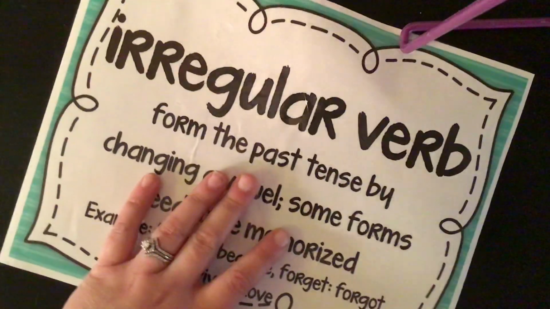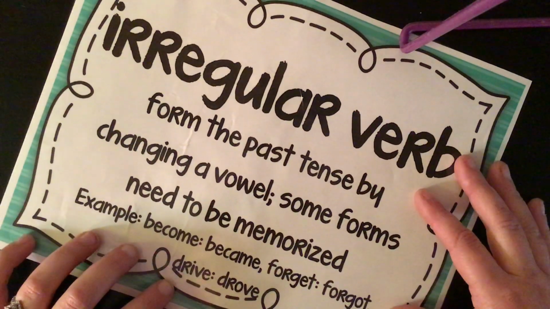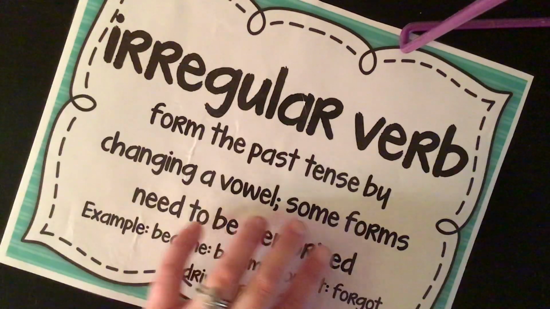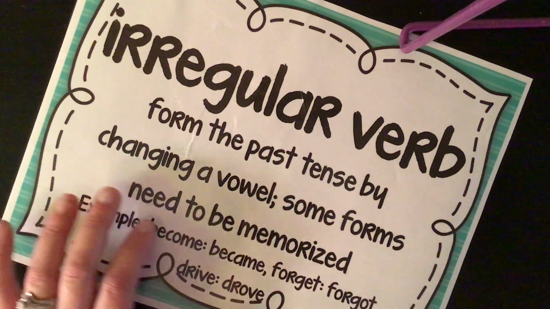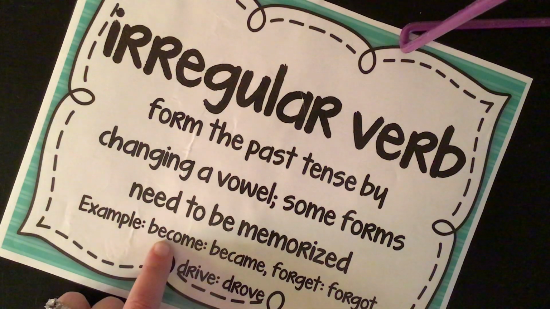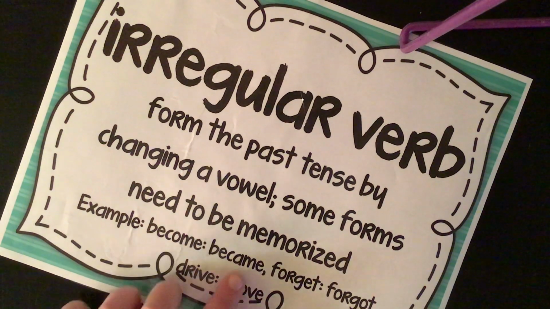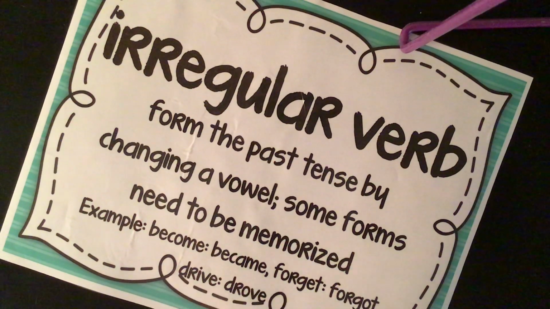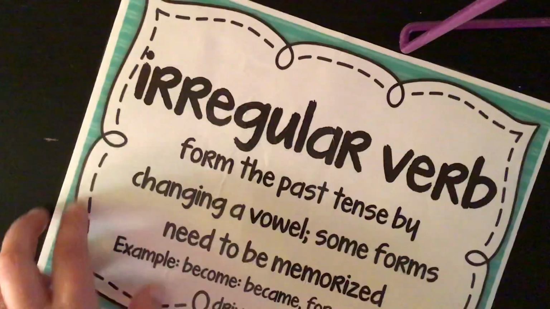Those are regular verbs. Irregular verbs, let's see if I can get it all on here, maybe a little bit crooked. Irregular verbs form the past tense by changing a vowel, or some forms need to be memorized. So changing a vowel is become, became; forget, forgot; drive, drove. Those are all irregular verbs.